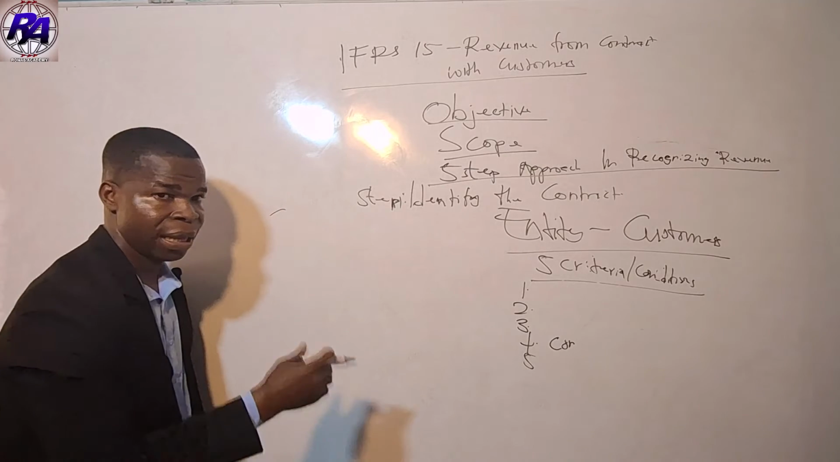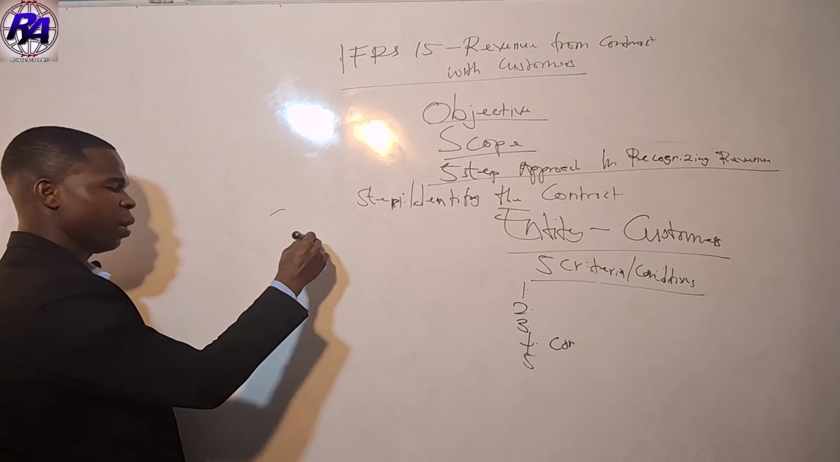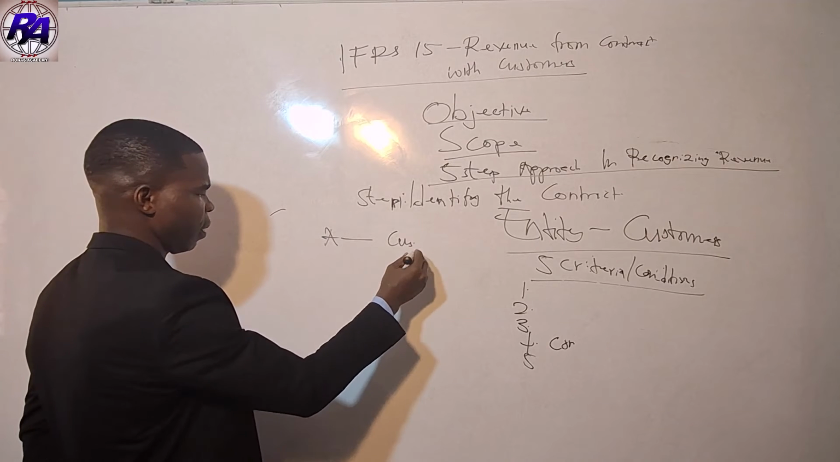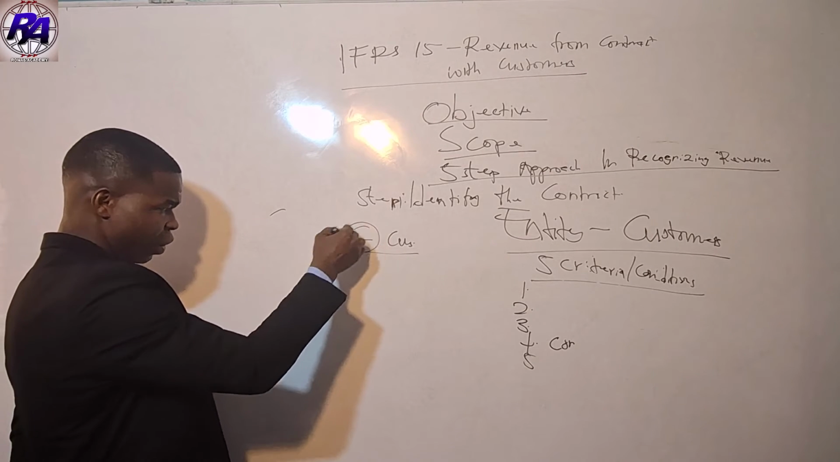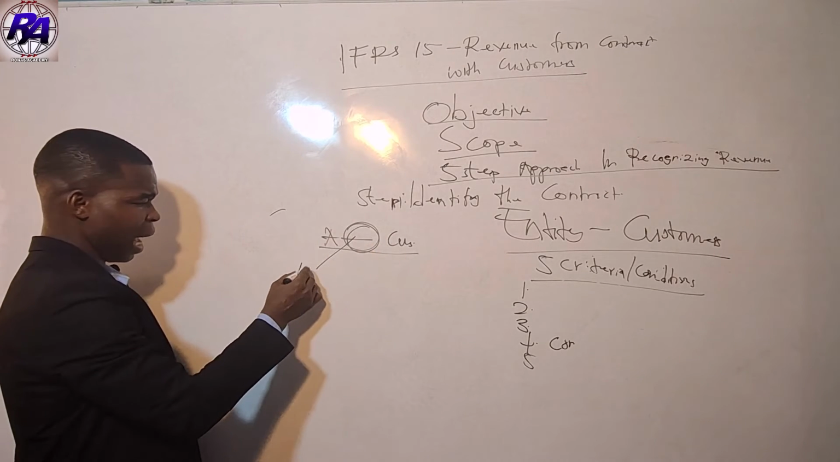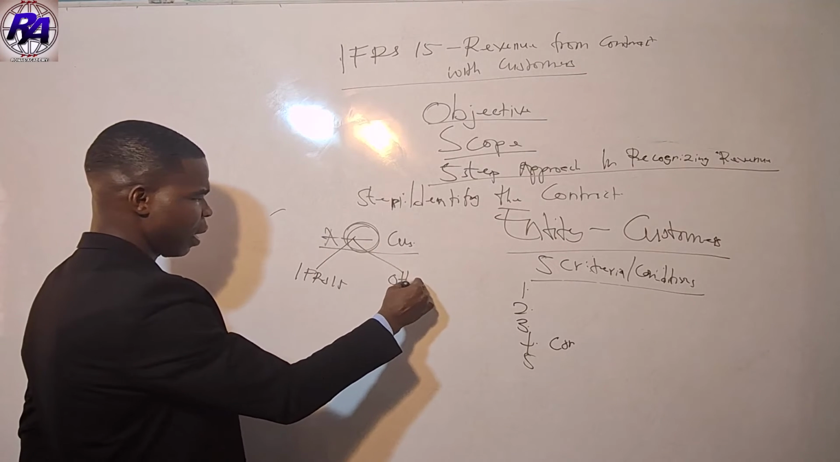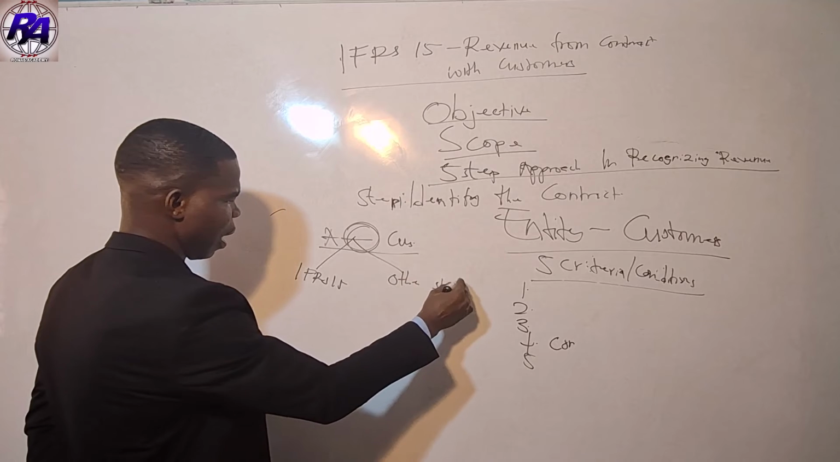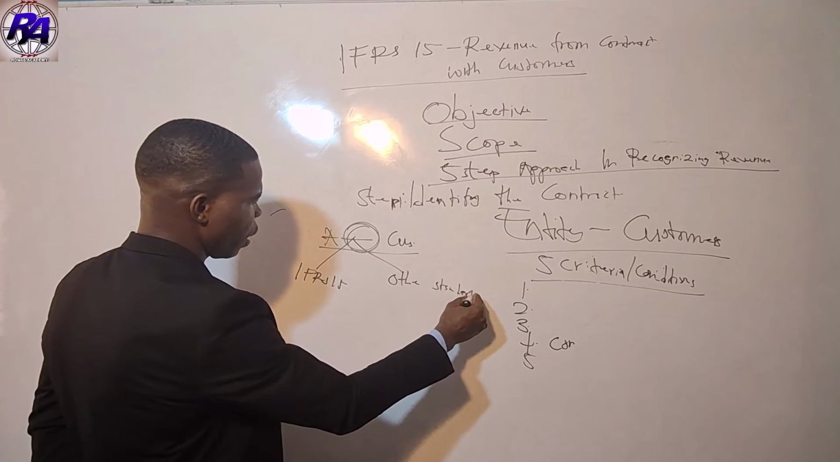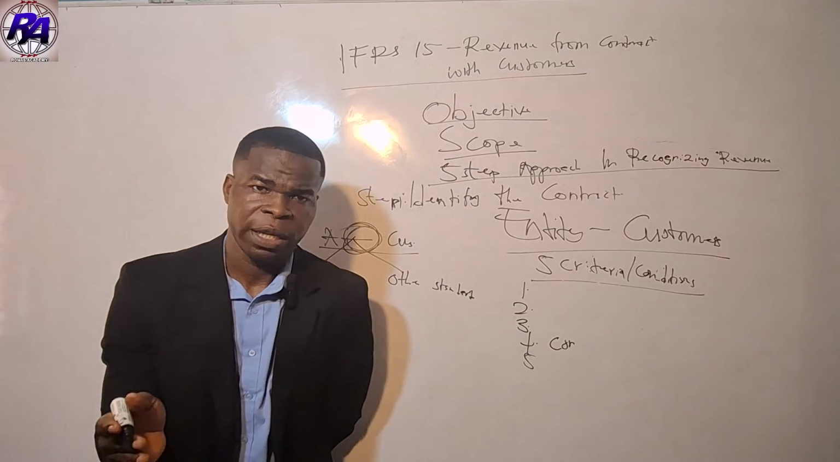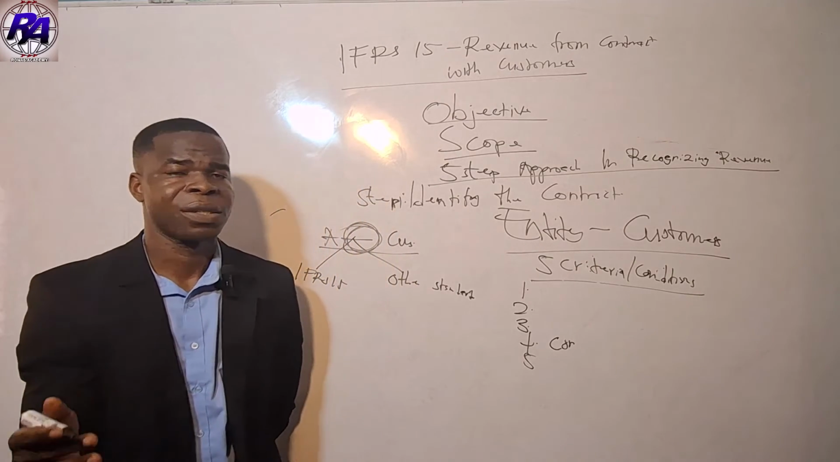So we are looking at the next principle. We have entered into a contract, A, with a customer. Now this contract has one aspect which is IFRS 15, and the other aspect is other standards. So this is just one contract, but it has IFRS 15 components and other standards components.